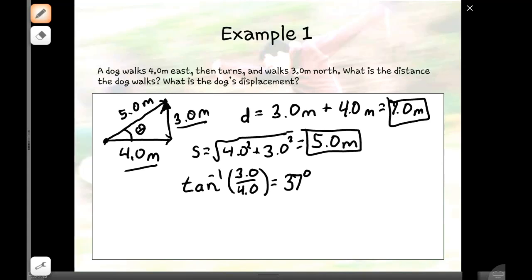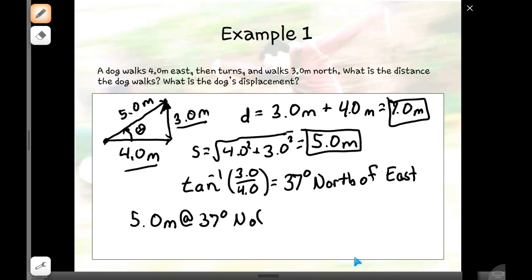But wait, I'm not done. Remember the reference statement. I start here going east, and then I go up north from it. Okay, so I need to look at what's my reference statement. Well, I start east and I go north. So it's going to be 37 degrees north of east. So if I were to write this all out, I would say the dog's displacement was 5.0 meters at 37 degrees north of east. And that would be the displacement of the dog.